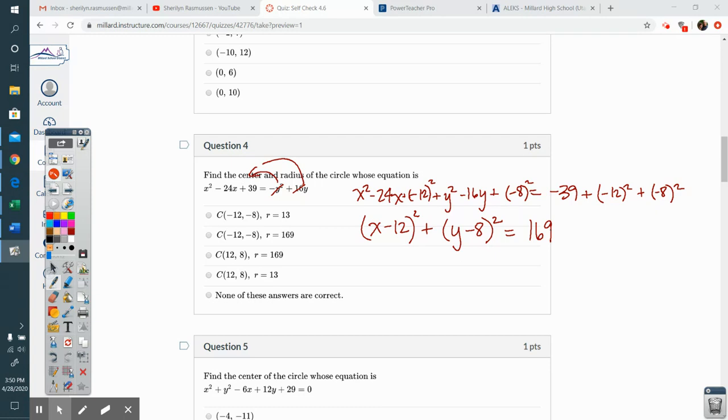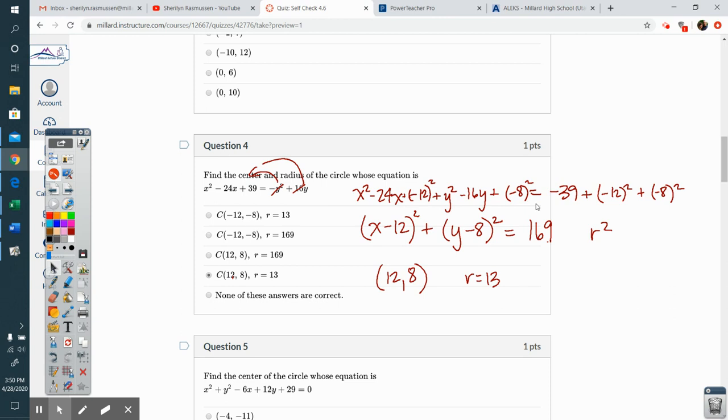So the center will be the opposite: the x is going to be the opposite of this, which is 12. The k, or this other number, will be the opposite of that, which is 8. So you look here and you have these two options right here. Now the radius is not the number that's here, it's the square root of that, because this is r squared. So in order to find r, or the radius, you have to take the square root of 169, which is 13. So r equals 13. So you're going to select 12 and 8 with an r of 13.